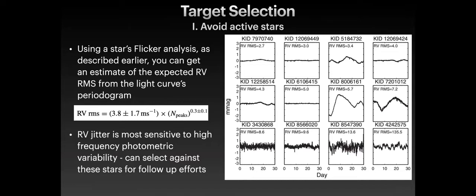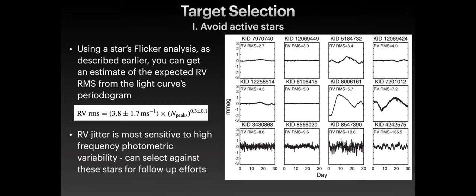Now, another light curve to RV predictor is the star's flicker value, as I mentioned a couple slides earlier. This figure here from Bastien et al. 2014 shows the light curves of 12 Kepler stars and lists the RMS of the corresponding RV measurements. Now, the RV jitter is most sensitive to higher frequency photometric variability, especially when you're talking about low amplitude or not super variable stars. The light curves here, which are sorted by increasing RV RMS, show a general progression in their qualitative behavior from relatively low frequency variations in the top right to increasingly stochastic variability.